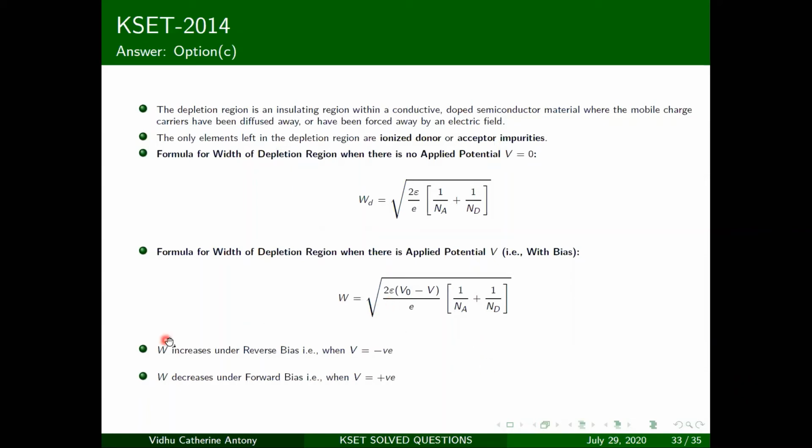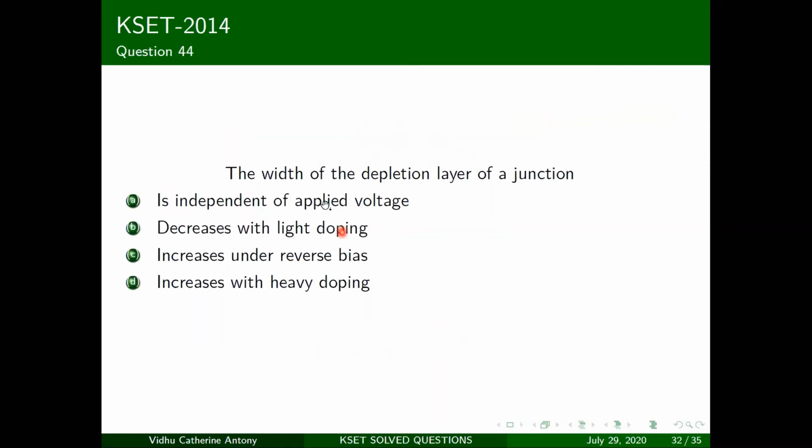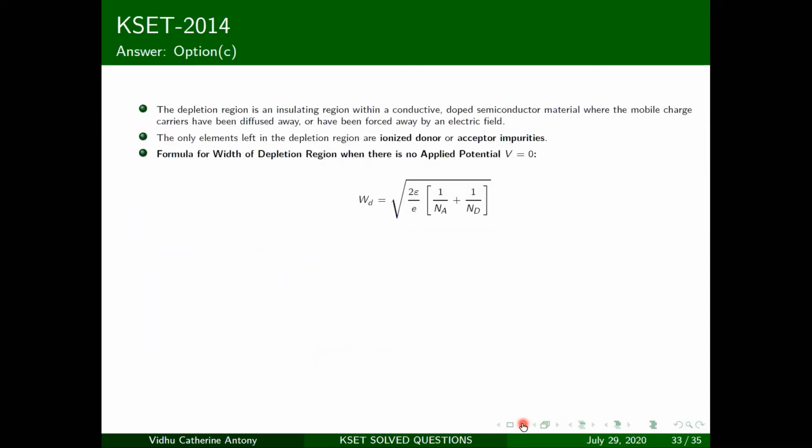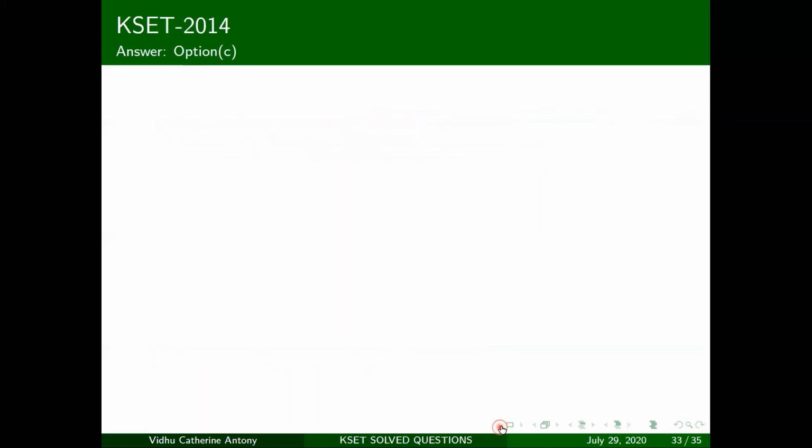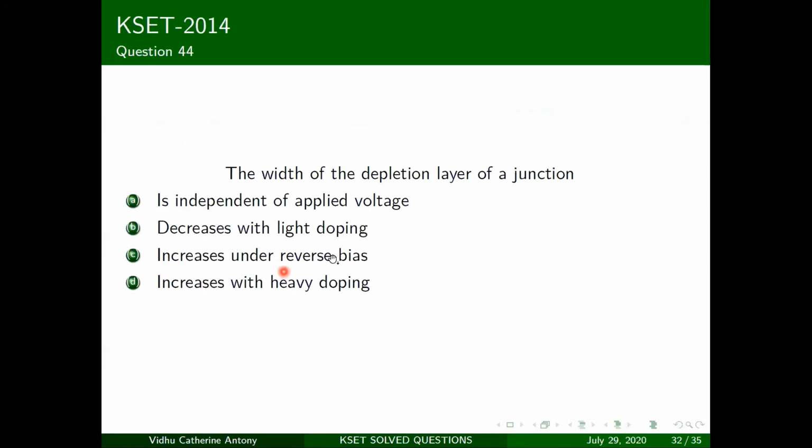So when you're looking at this question, what they're saying is the width of the depletion layer of a junction. What happens? Let's look at the formula again. You have a dependence on your voltage here, and you also have a dependence on your acceptor and donor concentrations here. So coming to option C, it increases under reverse bias because you have V naught minus of minus V. Then you end up getting a big positive quantity in the numerator and hence it increases.